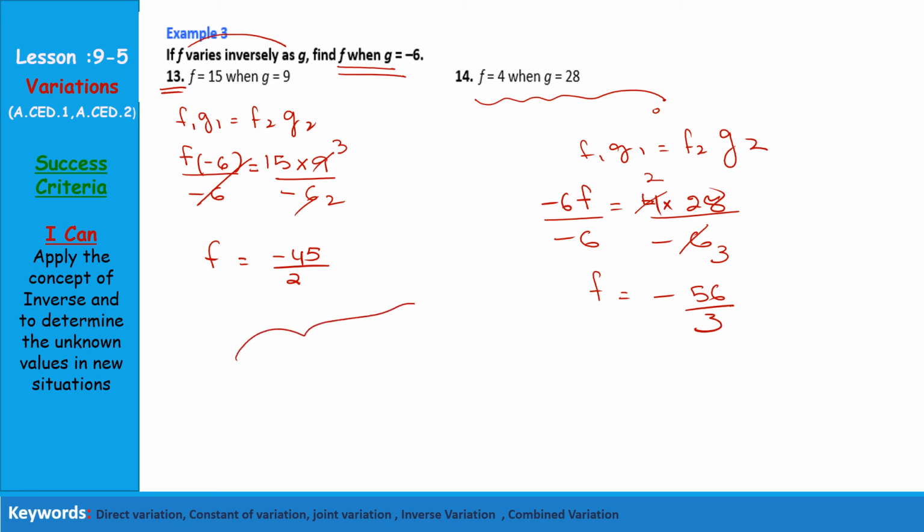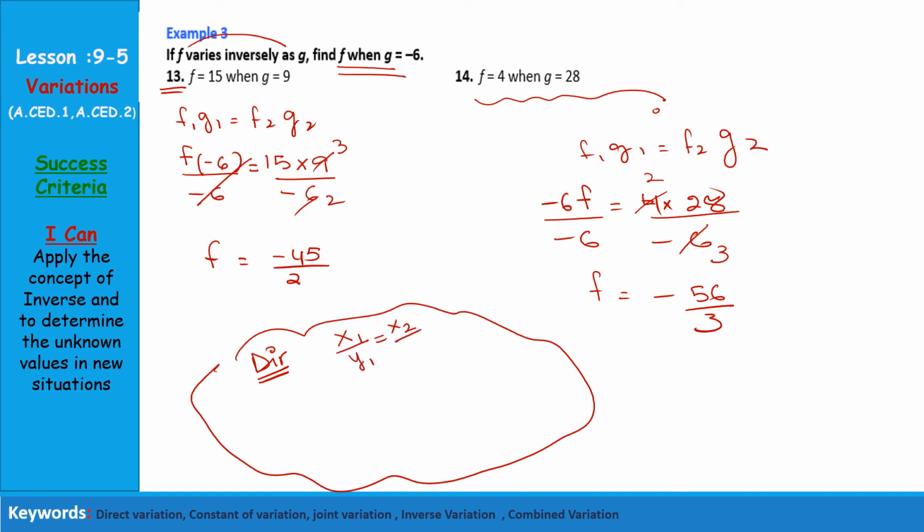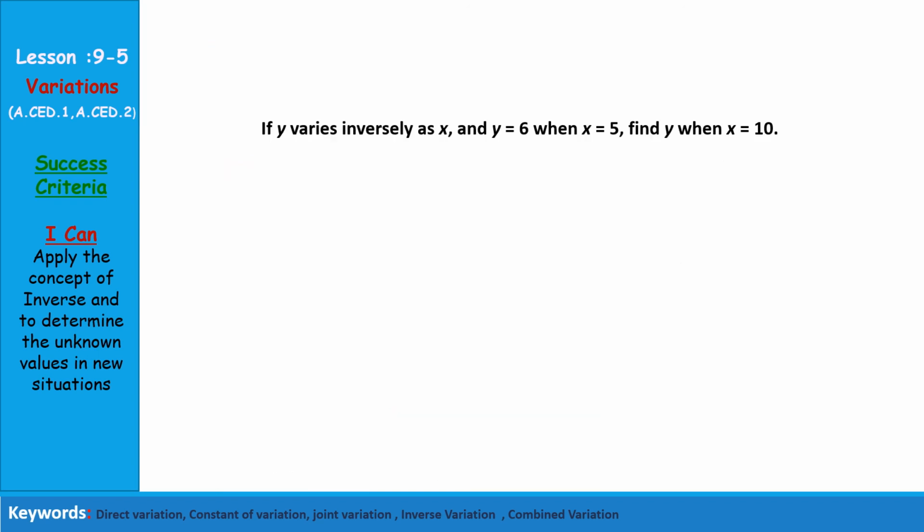So the most important thing is that when we talk about direct variation, the variables are up and down: x1 over y1 equals x2 over y2. And in inverse, you will get x1 y1 equals x2 y2. So if you remember these two equations, then all the questions will become so easy for you to solve. So y varies inversely as x. It means that x1 y1 equals x2 y2.